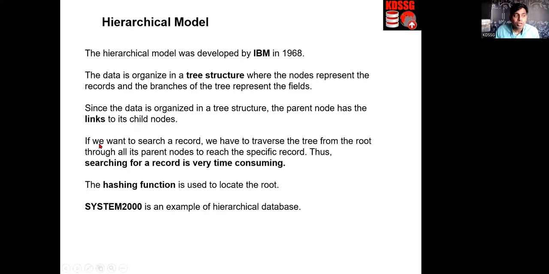They said, if you store data in the hierarchical model, searching data is faster. They thought so, sir, that when you store data in a hierarchical tree, searching is faster. But unfortunately, it happened the other way. When data is small, no problem. But when data is more, sir, I'll ask you a simple question here.